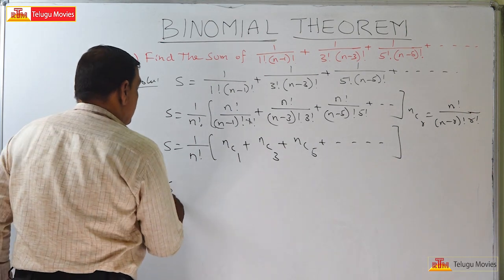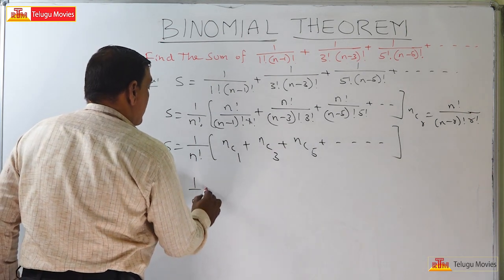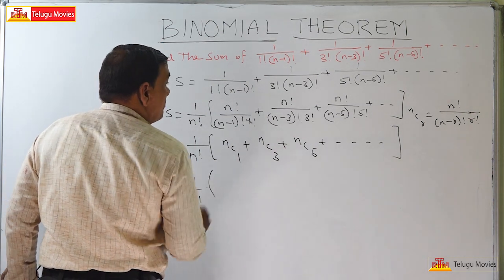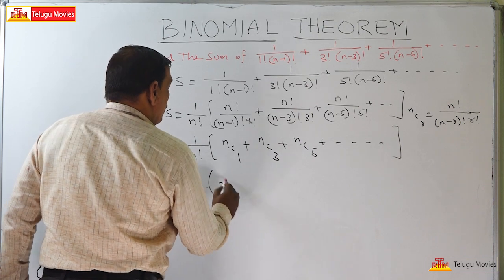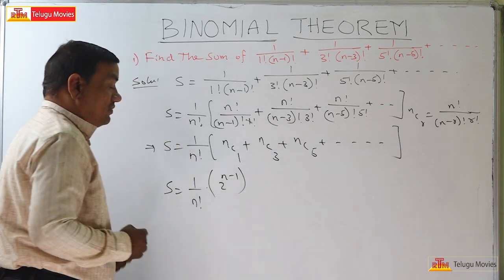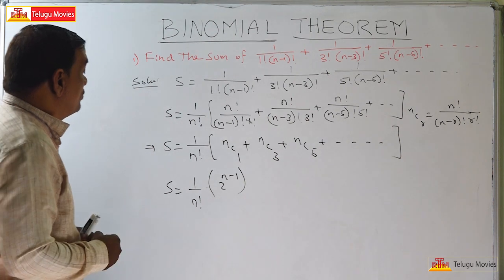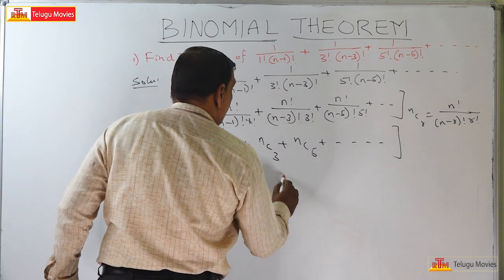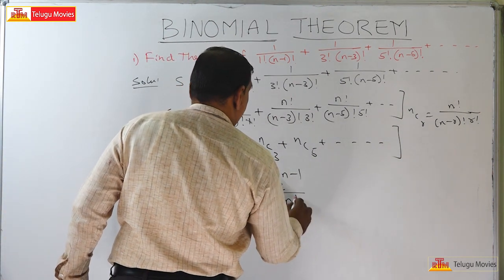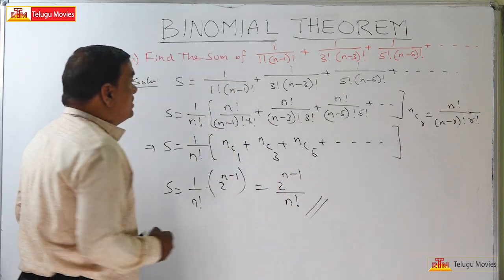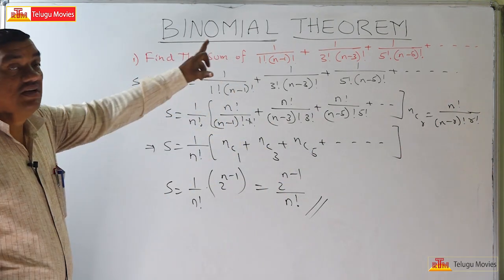So, the formula is S is equal to 1 by n factorial into, this is given by the formula, 2 to the power of n minus 1. Understand this? So, your answer is equal to 2 to the power of n minus 1 by n factorial. So, this is the sum of the given terms.